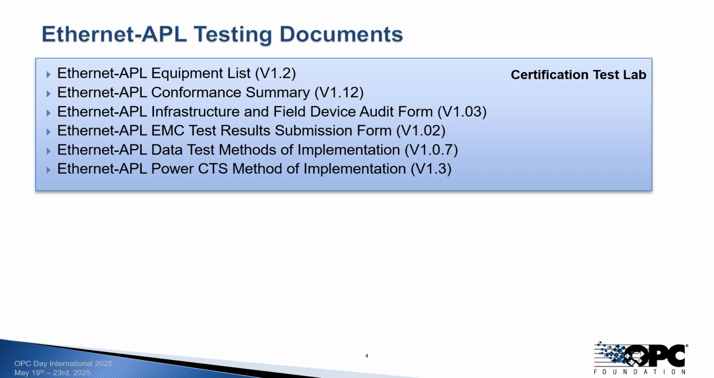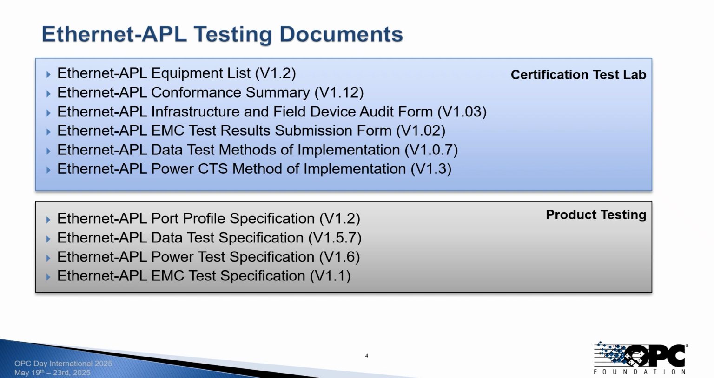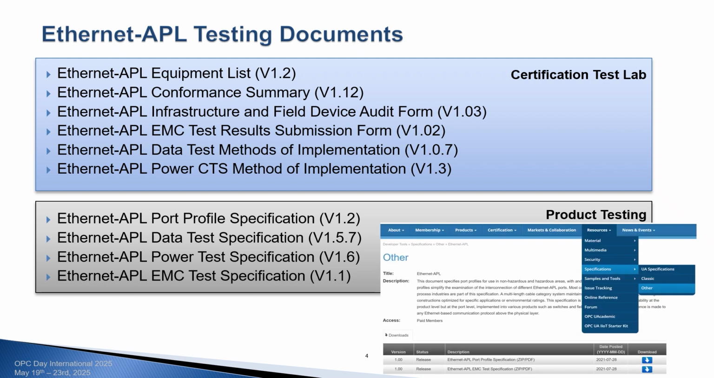What you guys are probably more interested in is actually product testing. The product testing has a standard set of specifications defining port profile, data test specification, a power test specification, and an EMC test specification. So all of this is clearly defined, and you can get these documents from the OPC Foundation's website. So under our specifications, if you look for other, you will find basically the Ethernet APL specifications. So I could download them, read them, look at them. They're all free. The Foundation offers all its documentation for free.